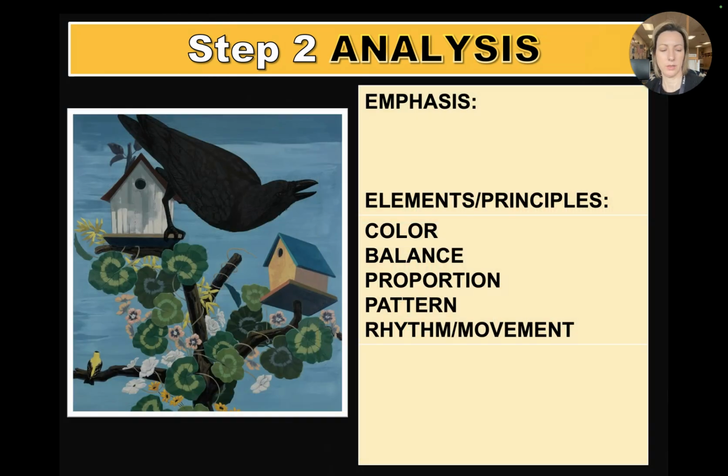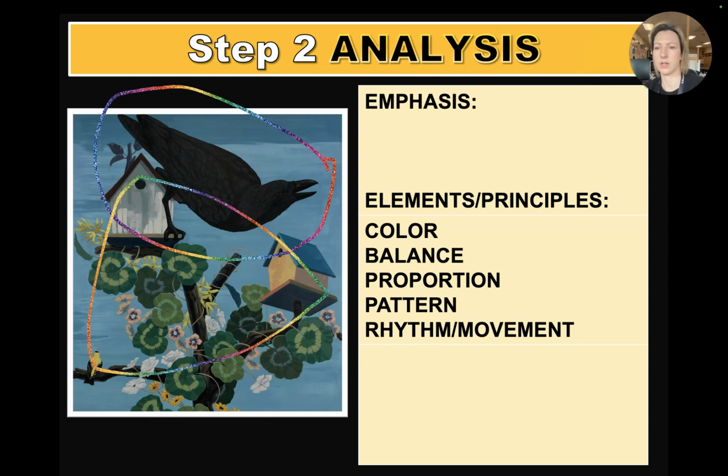So for this one, I immediately look at this and I see this big black bird. So I would talk about how this large black bird is emphasized in the piece. I could also talk about the movement that the artist created from the 2 birdhouses and the goldfinch in there. It's making a triangular type of movement.